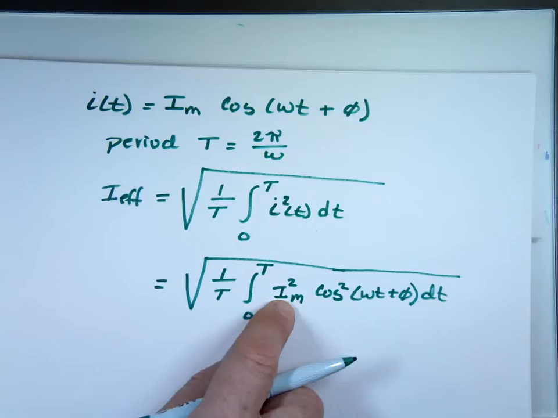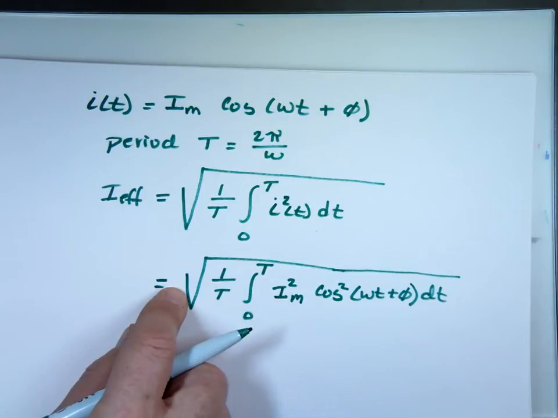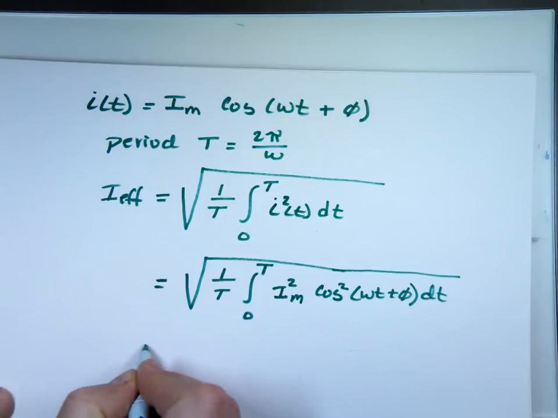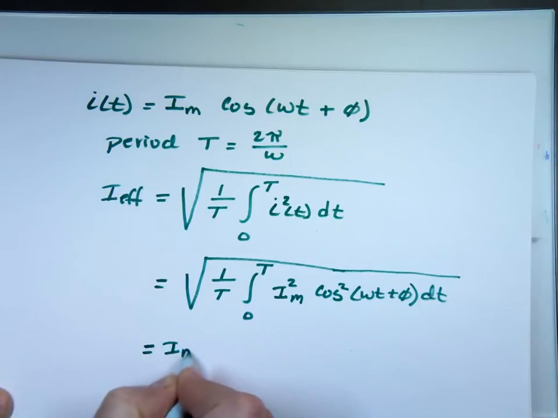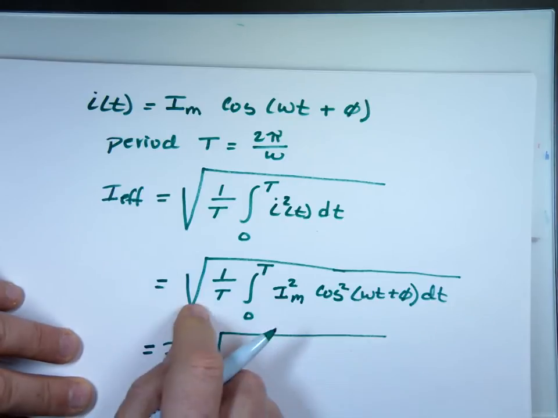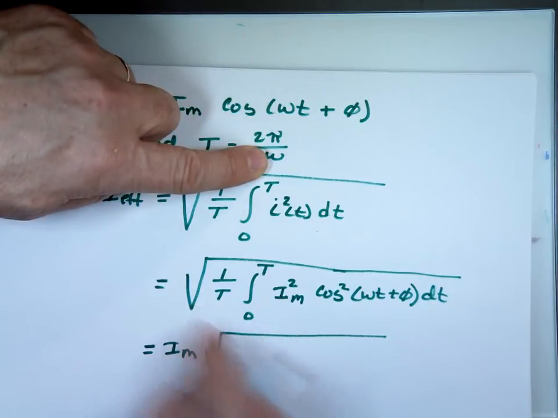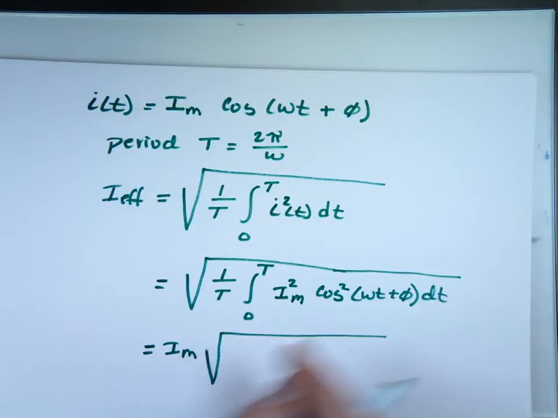I can factor that I squared max outside. When you take it outside the square root, what are you going to have? One of them. Well, I'm going to put the T now, I'm going to leave the T inside. T is 2 pi over w. You know what? Let's leave it as T, actually. It makes my life easy. I don't have to put 2 pi over w. Leave it as T for now.